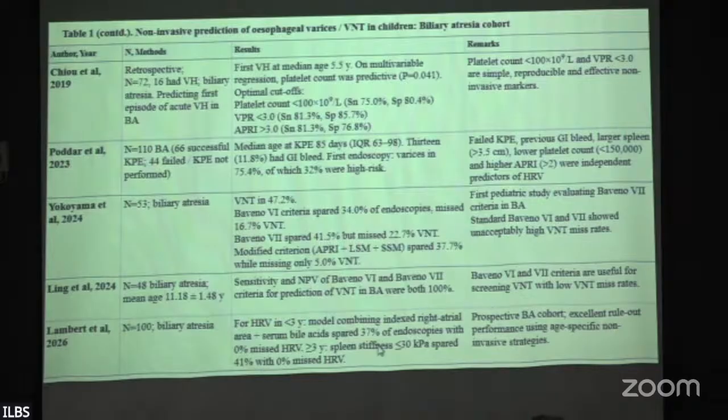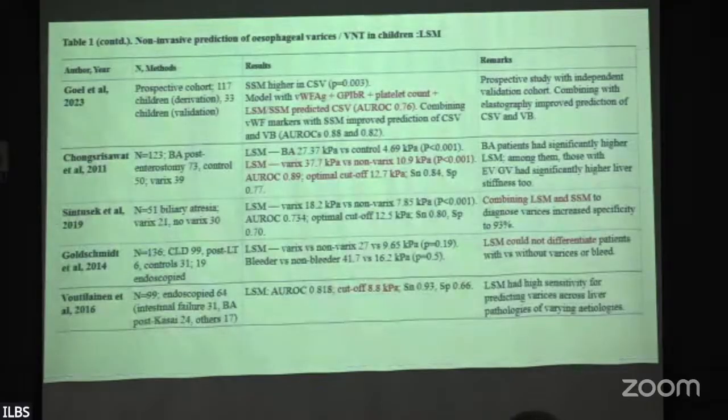And there was another study recently which showed that a combination of echo parameters with bile acids can be used in children less than 3 years, and splenic stiffness alone is a good marker in children who are more than 3 years old in a cohort of biliary atresia.